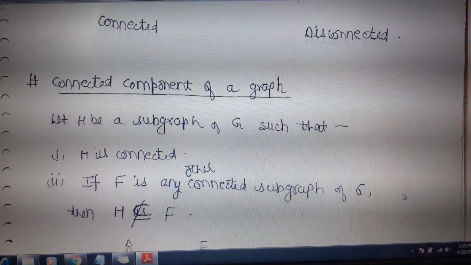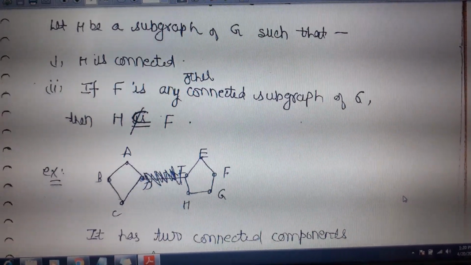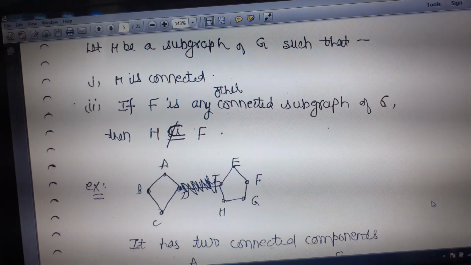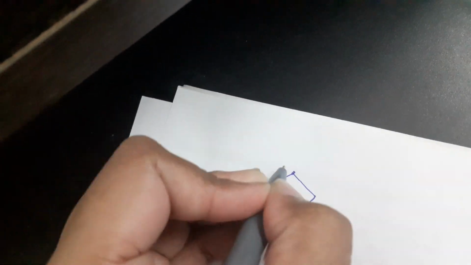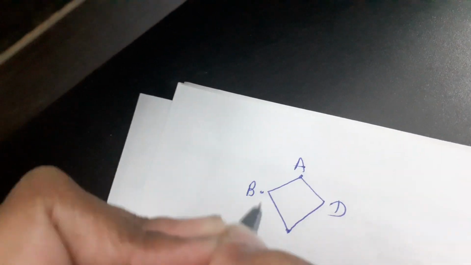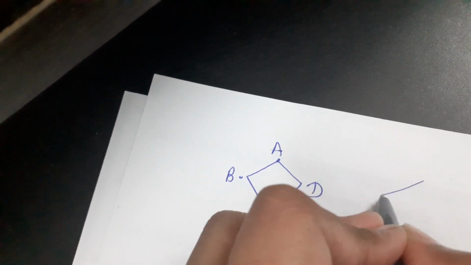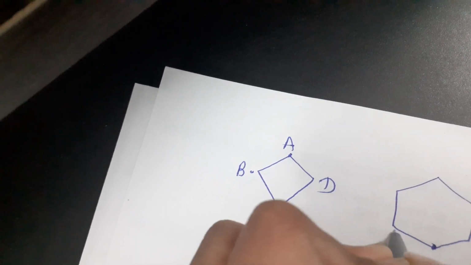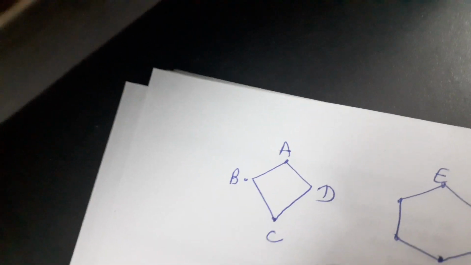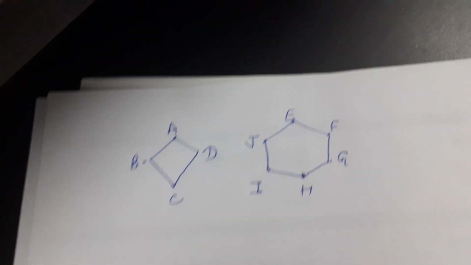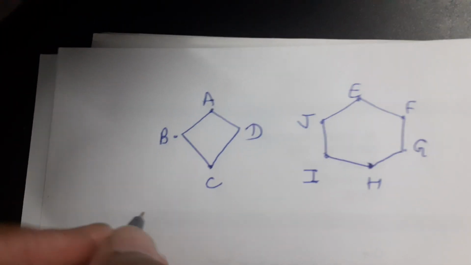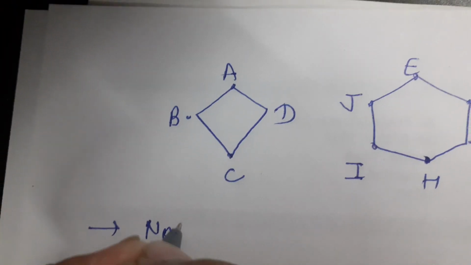Next is connected components of a graph. Now look at this graph first. I'll draw it here. You are given this graph. A, B, D, C. Suppose this is the graph. E, F, G, H, I, J. I change the graph slightly. You can take any graph. Now look at this graph. If you look at this graph, it is not connected.